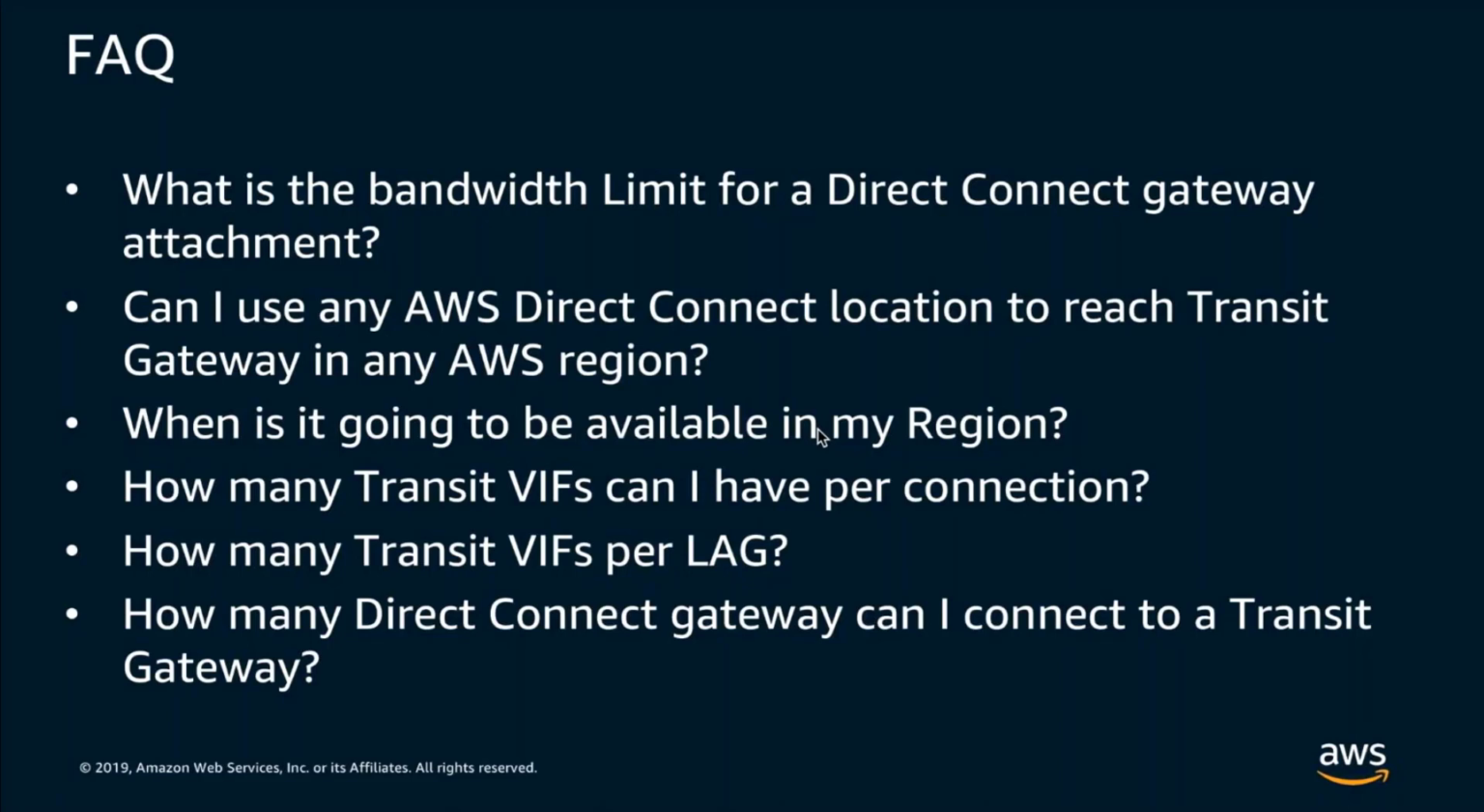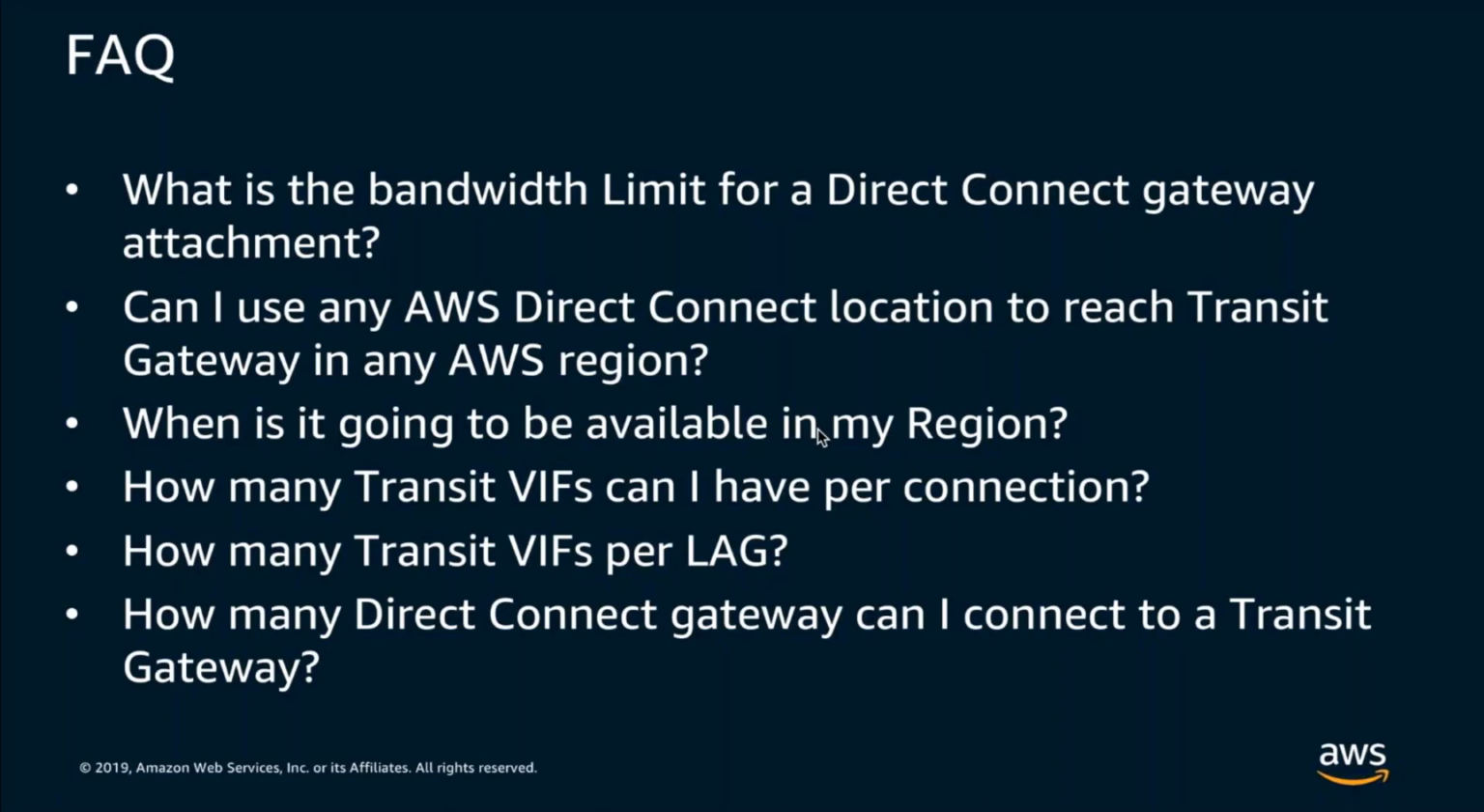And how many transit VIFs can I have per connection? You can have one transit VIF per dedicated or hosted connection with capacity greater than or equal to 1 Gbps. And does it make a difference if I use a LAG or not? No, by default, a LAG is considered a single connection, so you'll get one transit VIF. If you have a specific use case, you can work with your account team and work with us. Got it. And how many Direct Connect gateways can I connect to a transit gateway? So you can request up to 20 Direct Connect gateway attachments to a transit gateway.